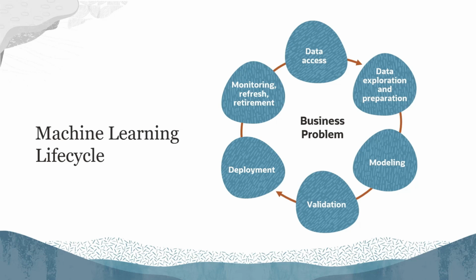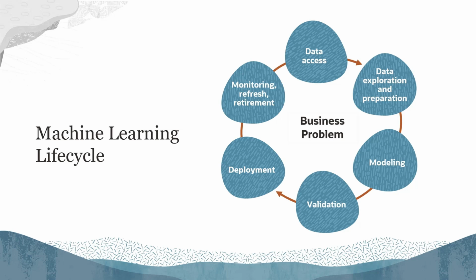In this lesson, we break down the process of building and managing machine learning models using 6 steps. The 6 steps you see here. So starting at the top, you have data access, data exploration and preparation, modeling, meaning model building and training, model validation, model deployment, and model monitoring, which can lead to refresh and eventually retirement. And the life cycle always starts with a business problem to provide an objective.